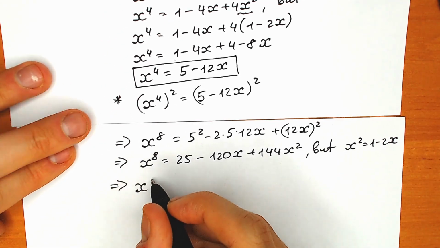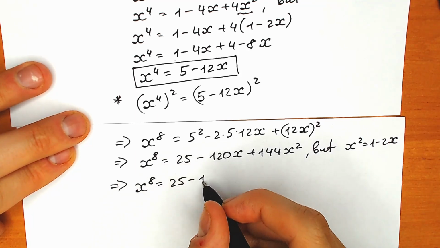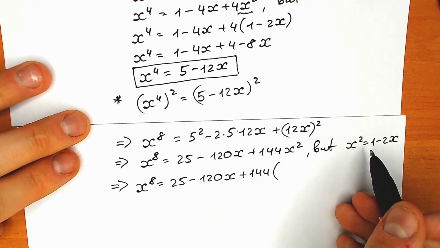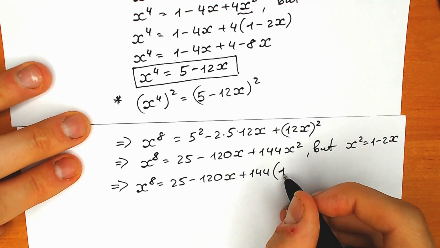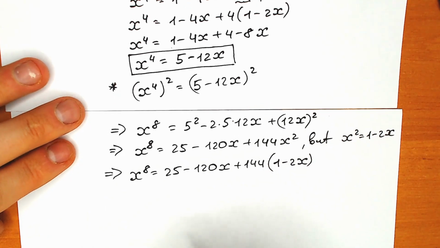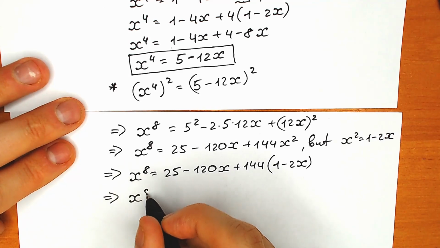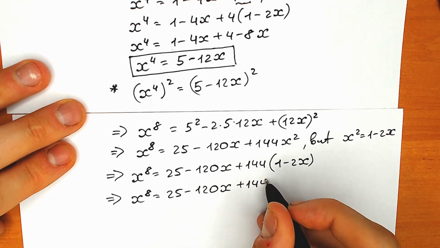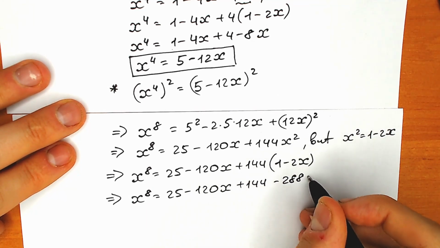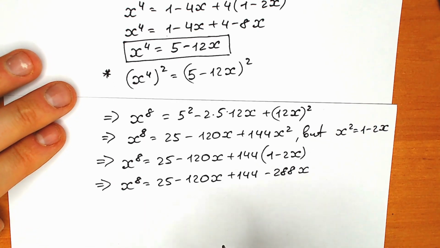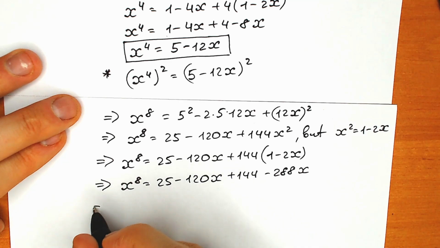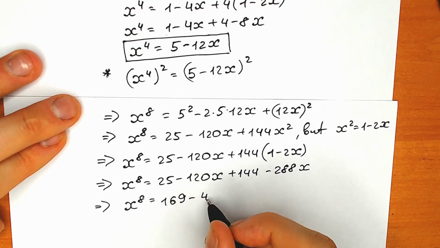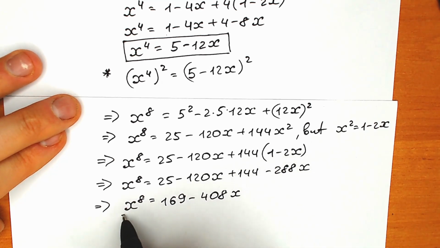As a result, we have x to the 8th power equal to 25 minus 120x plus 144 times, instead of x squared, we're gonna plug in 1 minus 2x. Okay, so we have 1 minus 2x. Let's simplify this a little bit. As a result, we have x to the 8th power equal to 25 minus 120 times x plus 144 and minus 288 times x. Really great. Let's add our coefficients right here. So as a result, x to the 8th power equal to 169 minus 408 times x. So this is our x to the 8th power.